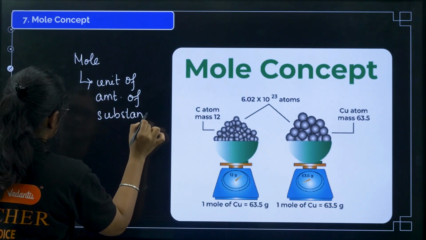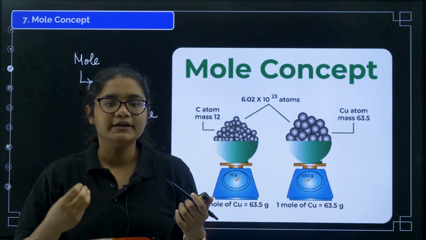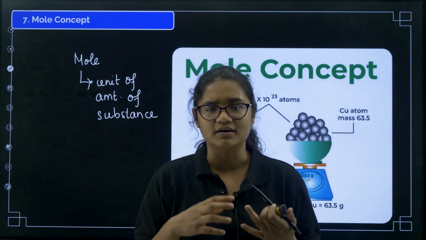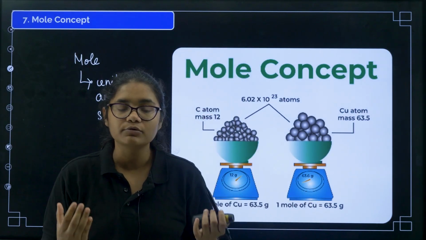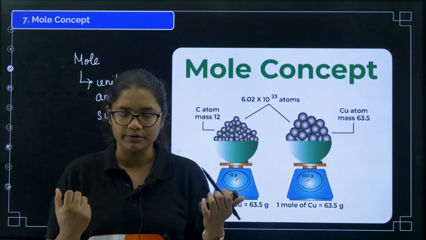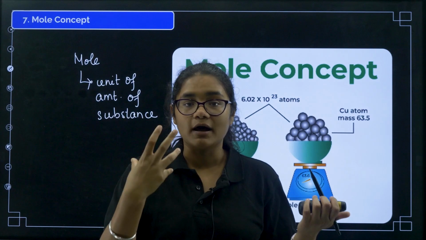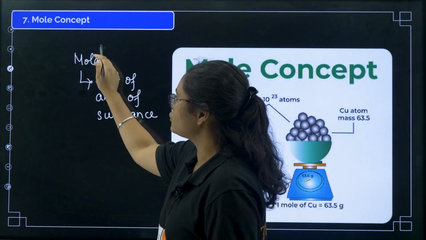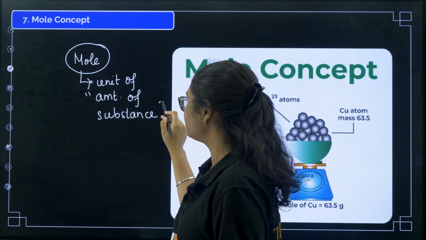Suppose we are measuring time. For time we have units like seconds, hours or minutes. When I want to talk about the amount of substance present somewhere, how much sodium atom is present, we use the unit that is your mole. So mole is the unit of amount of substance.